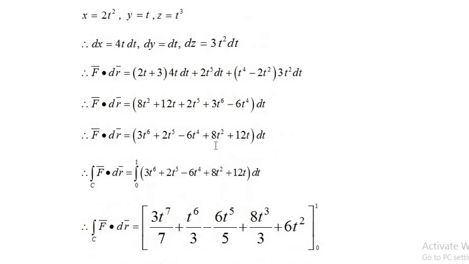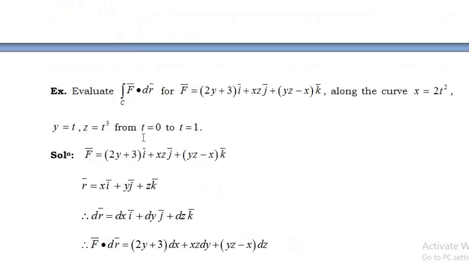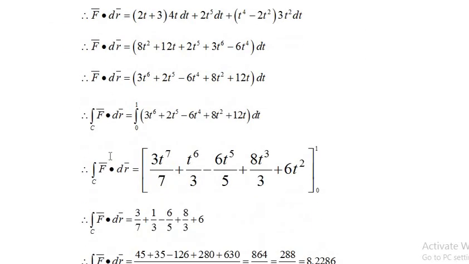Let us write the expression in descending powers of t: 3t to the power 6 plus 2t to the power 5 minus 6t to the power 4 plus 8t square plus 12t multiplied by dt. And therefore integration f bar dot dr bar over C is equal to integration of that integrand with respect to t, and we are clearly given t is from 0 to 1. So here limits of t is from 0 to 1.